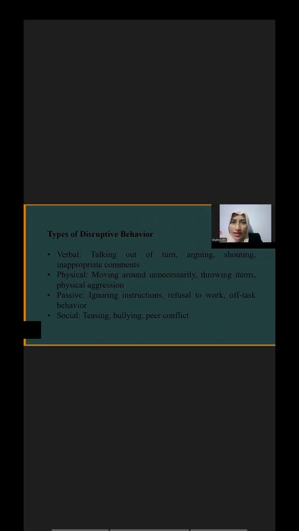And there are types of disruptive behavior. There are four of them. First, verbal. Talking out of turn, arguing, shouting, inappropriate comments. Second, physical. Moving around unnecessarily, throwing items, physical aggression. Third, passive. Ignoring instruction, refusal to work, off-task behavior. And lastly, social. Teasing, bullying, peer conflict.